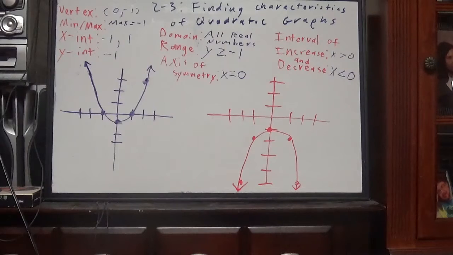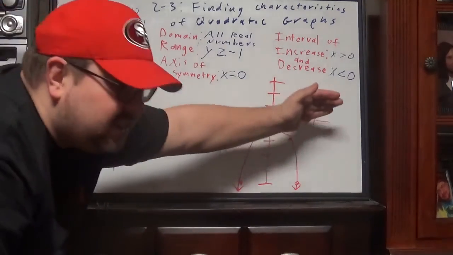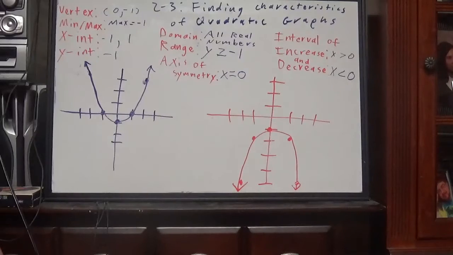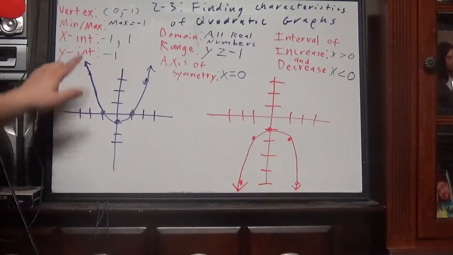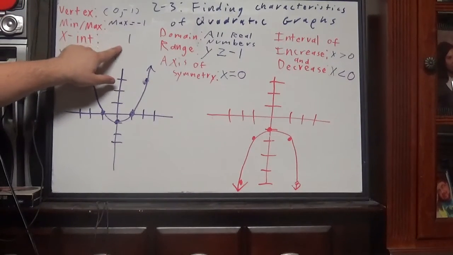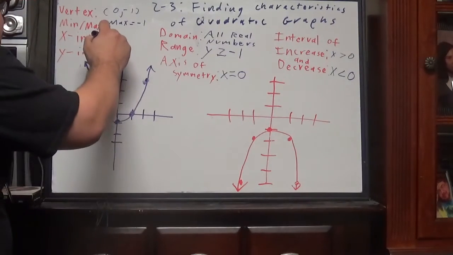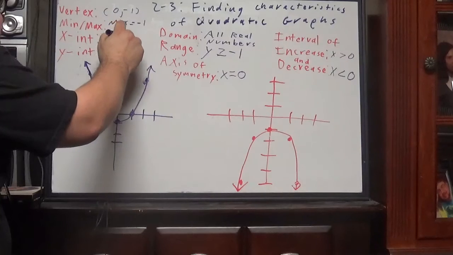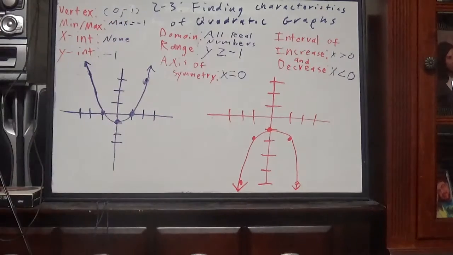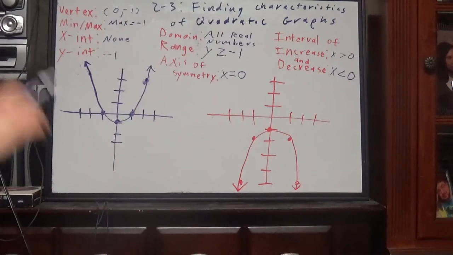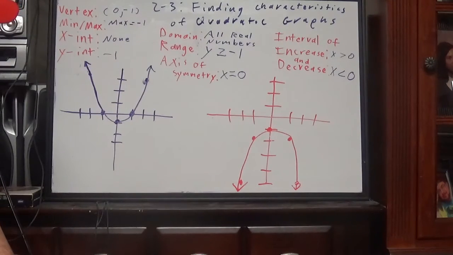Okay, x-intercepts. Where does it cross the x-axis? Trick question. It doesn't. Notice it does not touch the x-axis. When we do solving, this is what we call no solution. For the x-intercept, I'm just going to put none because it doesn't touch the x-axis. Again, it's what we would call no solution.